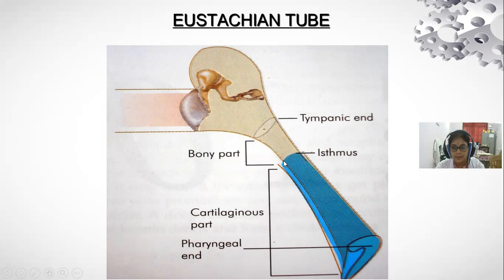This is the isthmus, which is the narrowest portion of the eustachian tube. And this is the cartilaginous portion of the eustachian tube. The cartilaginous portion is called the pharyngeal end, whereas that portion of the eustachian tube which will open into the anterior wall of the middle ear is called the tympanic end. So the pharyngeal end will open into the lateral wall of the nasopharynx.